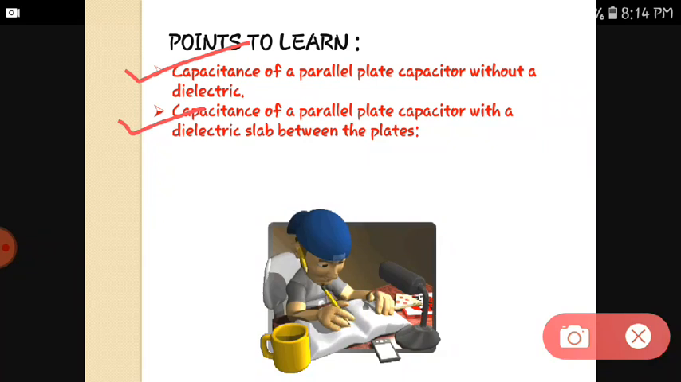That all concept and all doubts we are going to see in this lecture. I hope you are clear about what we are going to learn today. Point 1 is the capacitance of a parallel plate capacitor without dielectric, where the dielectric is not between the two parallel plates. And second, when the capacitor has a dielectric slab between them, what will happen to the capacitance? That we are going to see. Okay, so let's move.